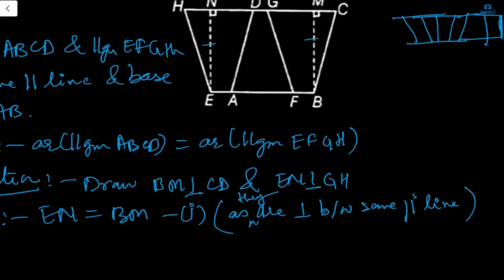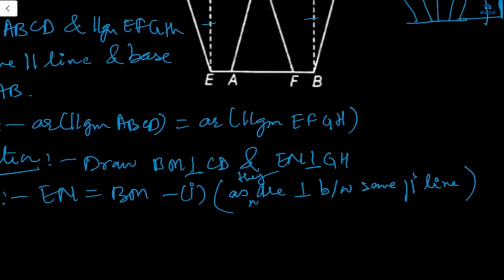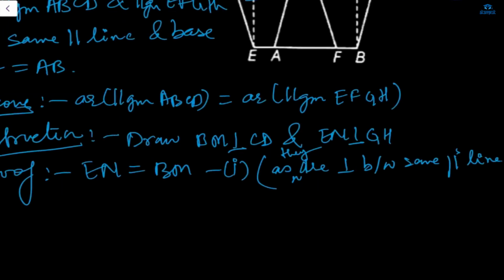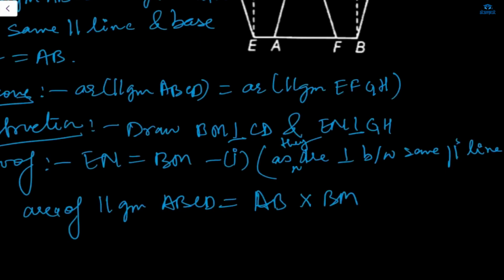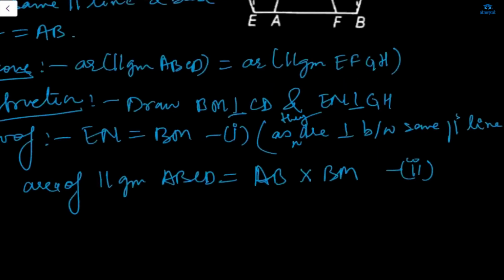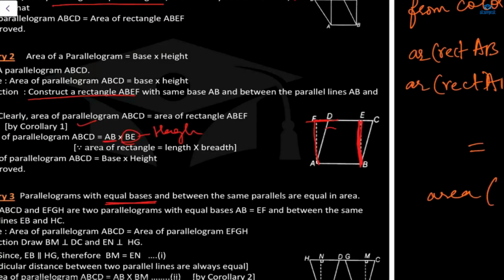So what will be the area of the parallelogram ABCD? Area of parallelogram ABCD will be equal to base into height. So base is AB into, and height will be BM. Yes or no? Now I'm taking this as second, and this is how we have mentioned it from the corollary second. You can mention it here.